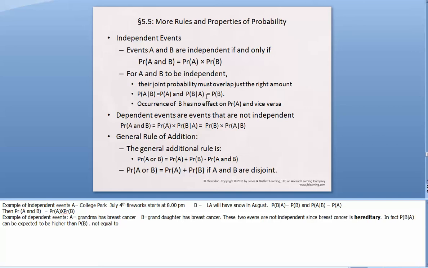Now, dependent events are events that are not independent. That means they are in certain ways related to each other. If you talk about dependent events and you want to find the joint probability, you cannot use this. You need to use this. This is the rule for dependent events when you have to find the joint probability. Of course, you can swap A and B and then get this part.